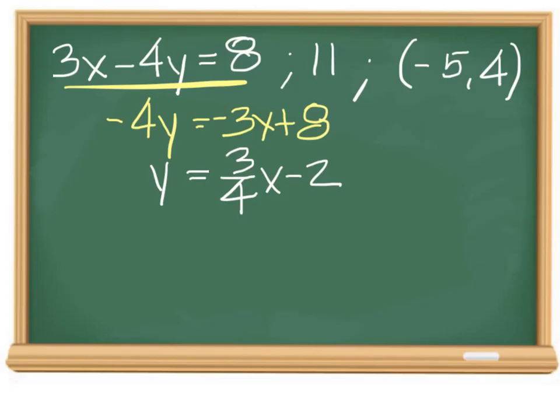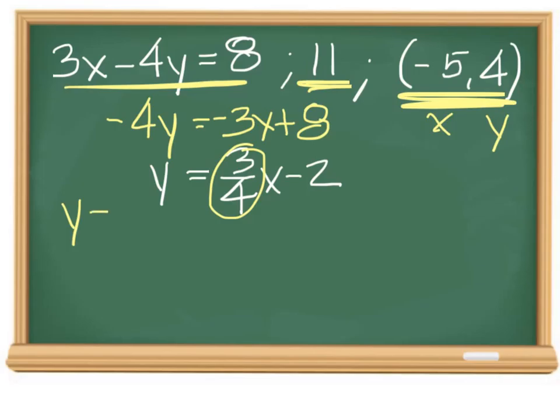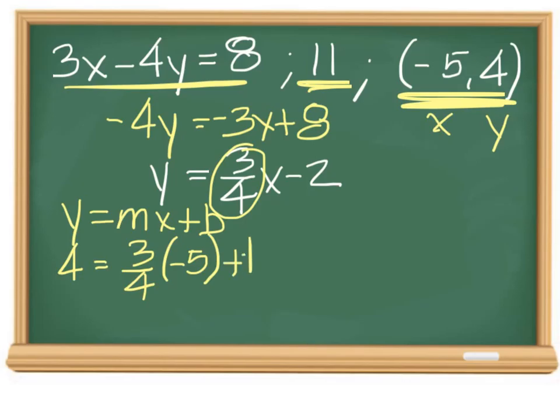Now that we have it in slope-intercept form, you can use this slope. Since it's parallel, the slopes have to be the same. And you're going to use this point. So we'll do all of that at once. The point, x, y, remember it's going into y equals mx plus b. So it would be 4 equals 3 over 4 times negative 5 plus b.